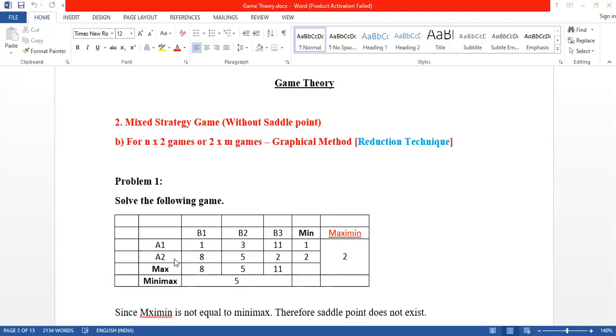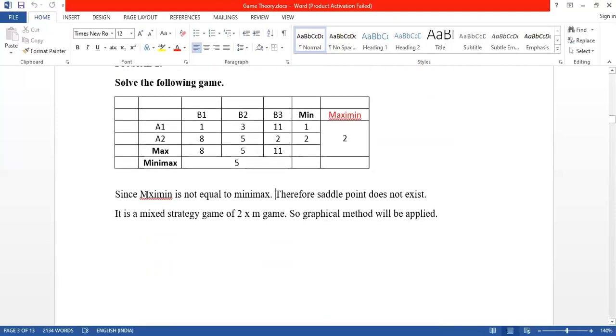Next, for each column, we take the maximum. For B1, 8 is the maximum. Likewise, for B2, 5 is the maximum. For B3, 11 is the maximum. Now, we were supposed to calculate the minimax. So out of all maximum values, we take 5, that is the minimum value. Now see, your maximin is 2 and minimax is 5, right? That means, since maximin is not equal to minimax, therefore a saddle point does not exist.